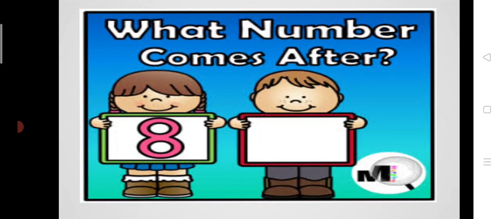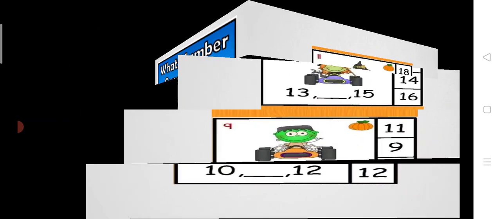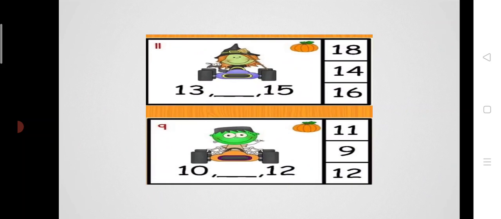One more example of after. What comes after 8? Answer is 9. What comes between 13 and 15? You know very well, 13, 14, 15. It means the answer is 14. What comes between 10 and 12? 10, 11, 12. So the answer is 11.